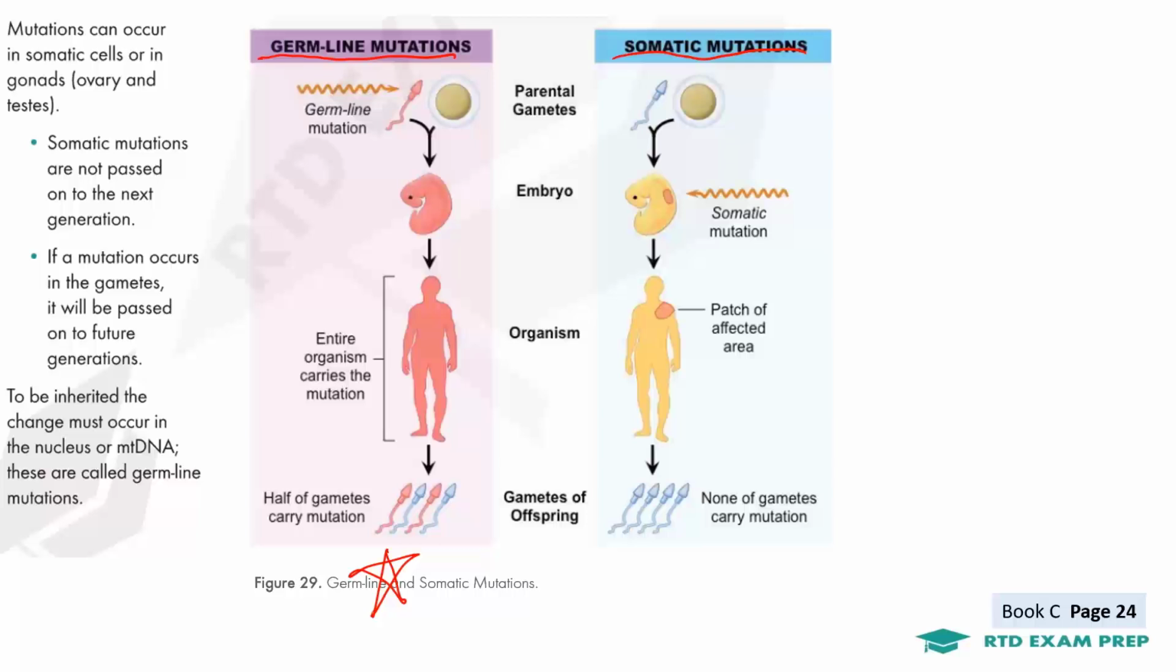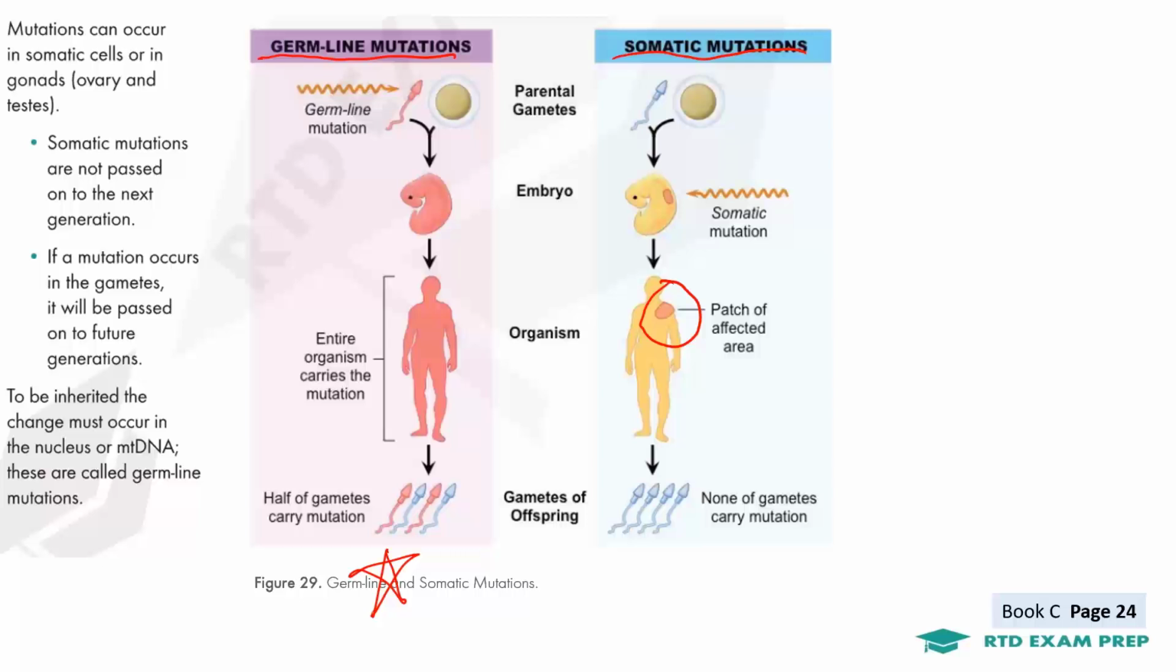So like it says on the left, mutations can occur in somatic cells. So that's every cell of your body, but not your sperm or your ovaries. Somatic mutations are not passed on to the next generation. So that mutation, let's say it's cancer, it's a somatic mutation, but it's not present within the gametes. But if a mutation occurs within the gametes, then it's passed on to future generations.